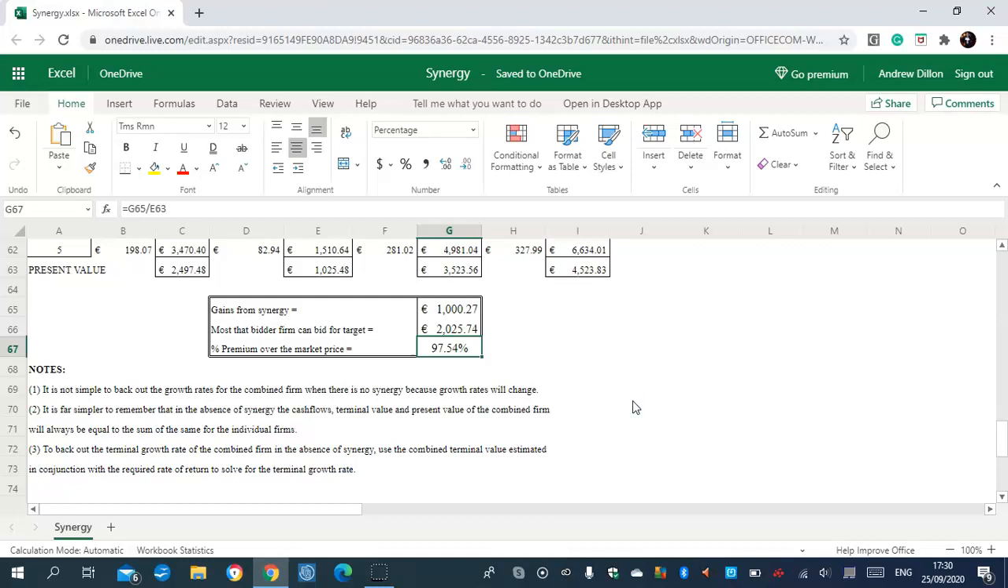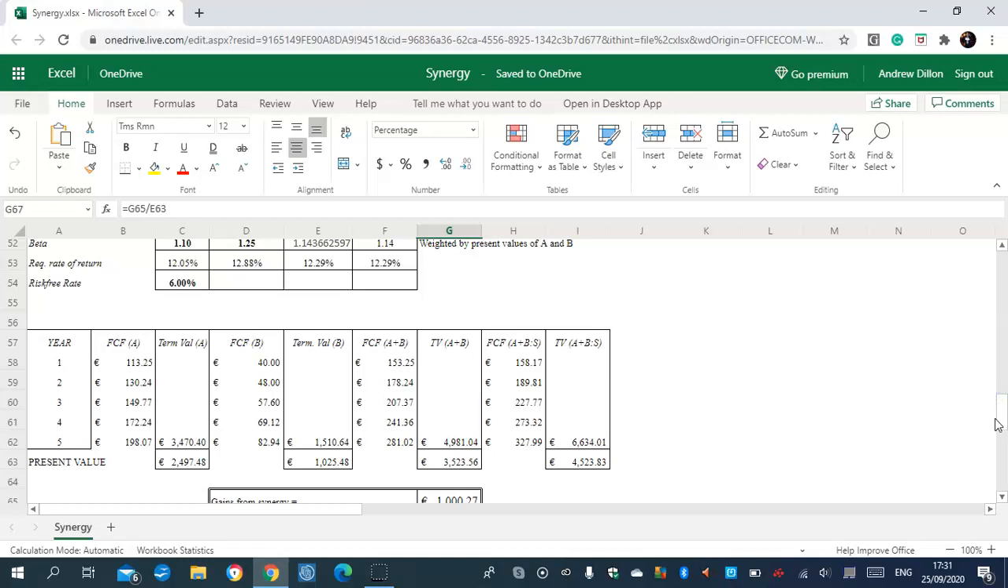2. It is far simpler to remember that in the absence of synergy, the cash flows, terminal value, and present value of the combined firm will always be equal to the sum of the same for the individual firms. And number 3, to back out the terminal growth rate of the combined firm in the absence of synergy, use the combined terminal value estimate in conjunction with the required rate of return to solve for the terminal growth rate.